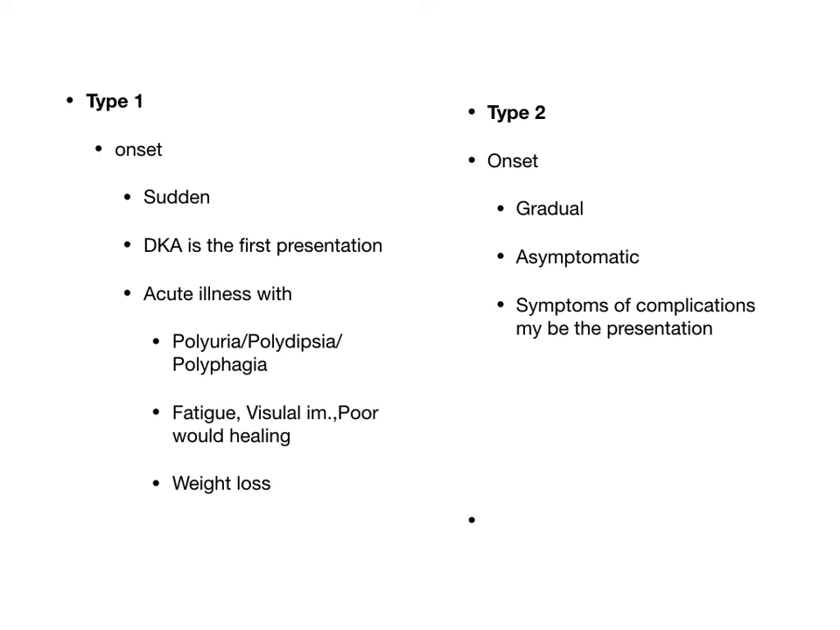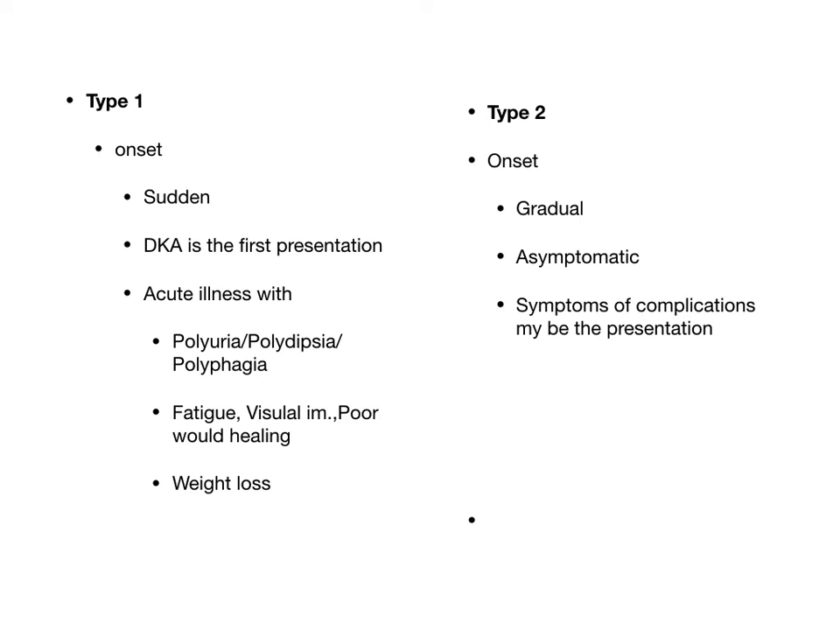Diabetic ketoacidosis, you will learn with time. So it may be the first presentation. They can present as an acute illness with polyuria, polydipsia, or polyphagia. Other symptoms they may have are fatigue, visual imbalance, poor wound healing, and weight loss. That is basically because of the loss of fat and protein. Those are the main symptoms of a type 1 diabetic patient.